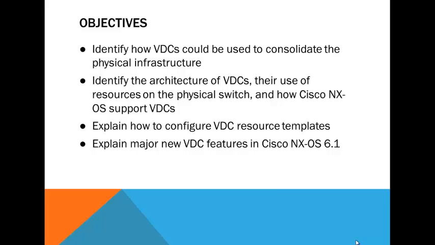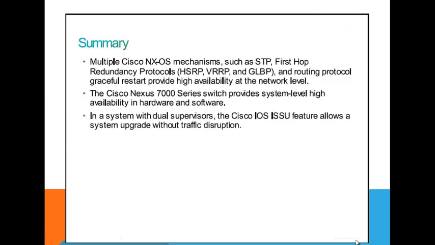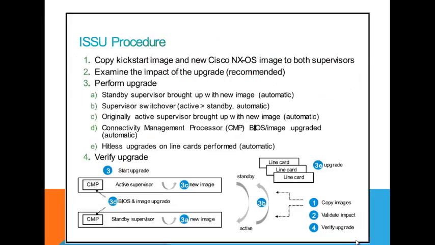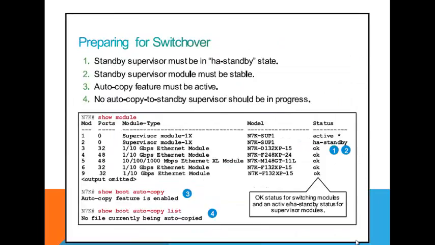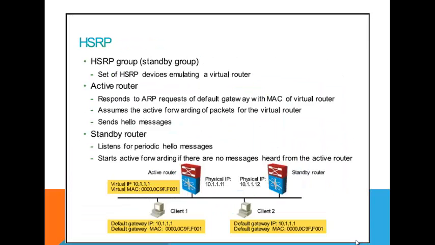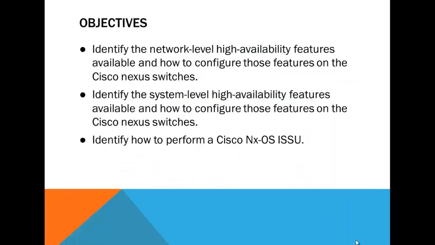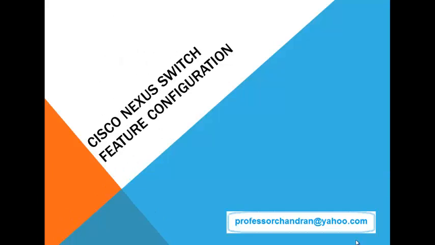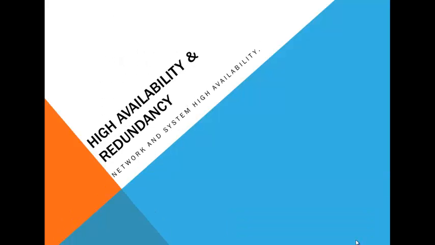So this chapter is about high availability. We are going to discuss high availability on Nexus 7K. High availability means that it is available at any time, even if something crashes. That's what high availability is.